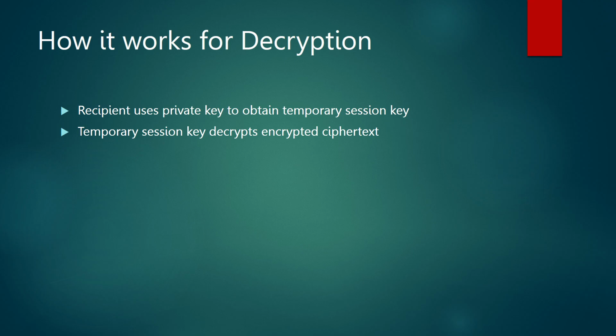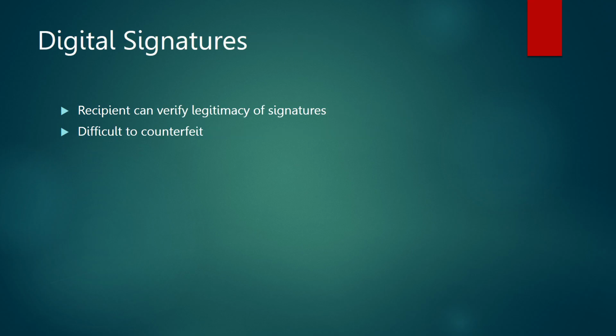The recipient's copy of PGP, which as we mentioned has to have the same settings as the sender so that no data is lost or miscommunicated. So the recipient will use his or her private key to get a temporary session key, which PGP then uses to decrypt the ciphertext.